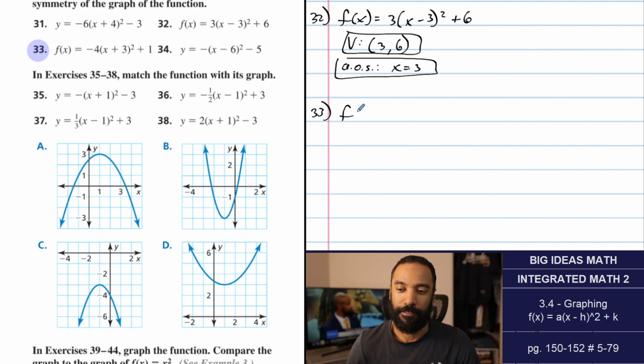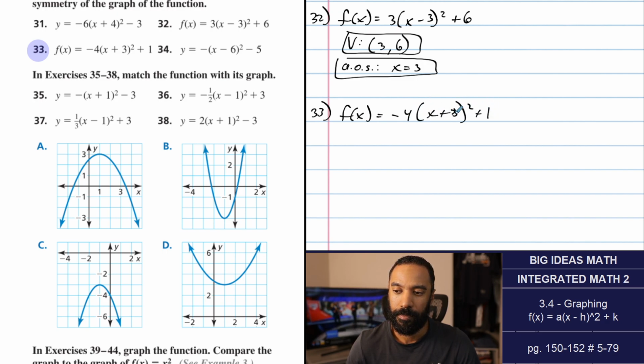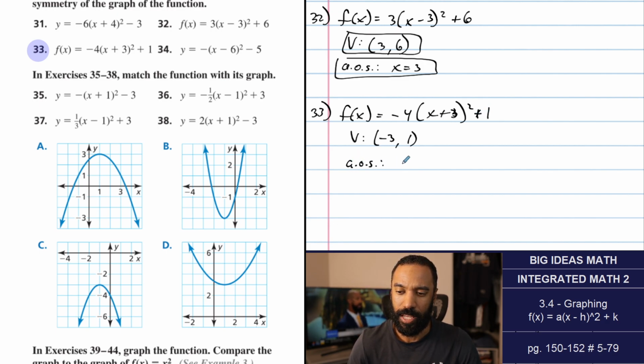Number 33, f of x, and it's x, not y. F of x equals negative 4 times x plus 3 quantity squared plus 1. The vertex is at negative 3, comma, positive 1. And then the axis of symmetry is at x equals negative 3.